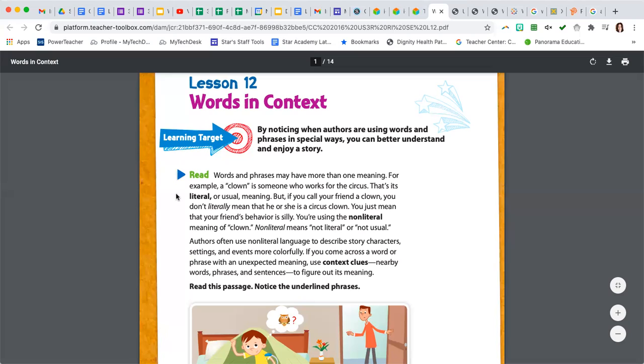Words and phrases may have more than one meaning. For example, a clown is someone who works for the circus. That's its literal or usual meaning. But if you call your friend a clown, you don't literally mean that he or she is a circus clown. You just mean that your friend's behavior is silly. You're using the non literal meaning of clown. Non literal, again, means not literal or not usual.